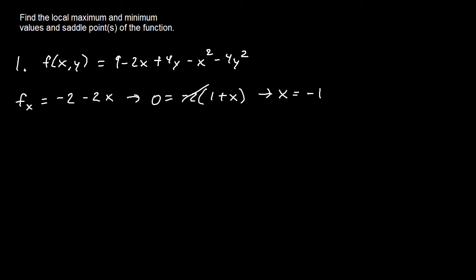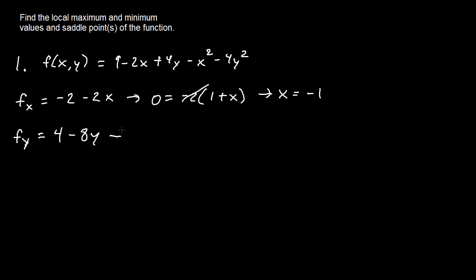Now let's find the other partial derivative, f sub y. This time we're going to take the partial derivative of the function with respect to y, so y is the variable. The derivative of 9 is 0. The derivative of -2x is also 0. The derivative of positive 4y is 4. The derivative of -x² is 0, and the derivative of -4y² is -8y.